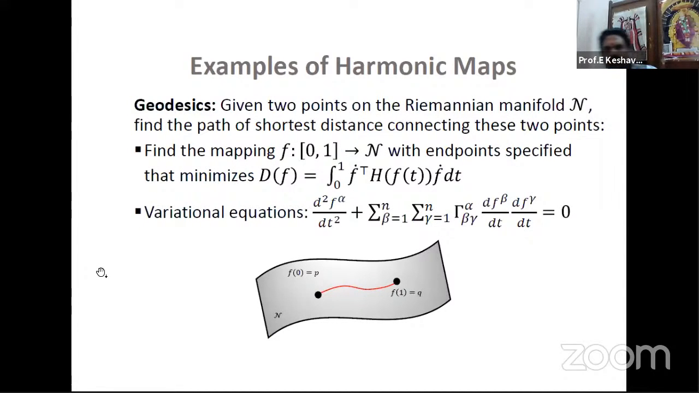Geodesics: given 2 points on the Riemannian manifold, find the path of shortest distance connecting these 2 points. So f from 0,1 to N with end points specified. When we minimize this, the variational equation is this one. What I told you, this should be equal to 0, or nearly equal to 0. Then we get the maps correctly, isometric to the point. This is the diagram: f of 0 is p, f of 1 is q, and this is N, from 0,1 to N.